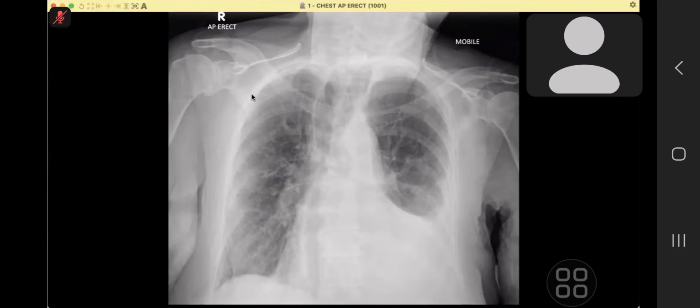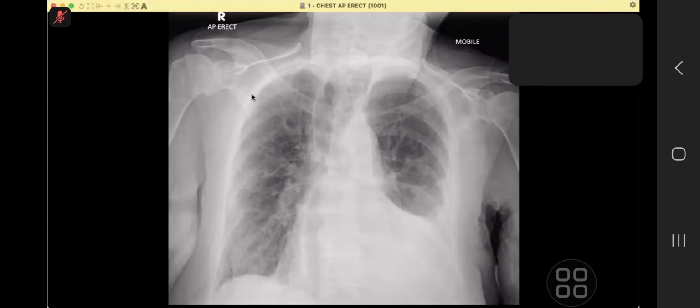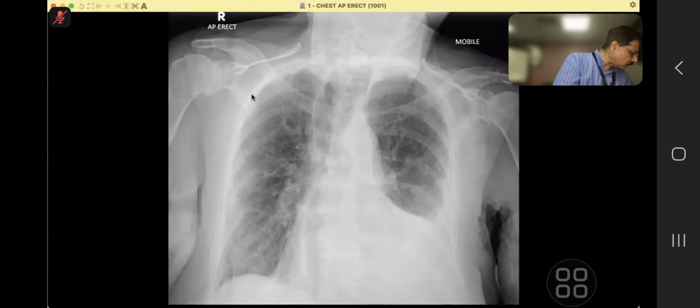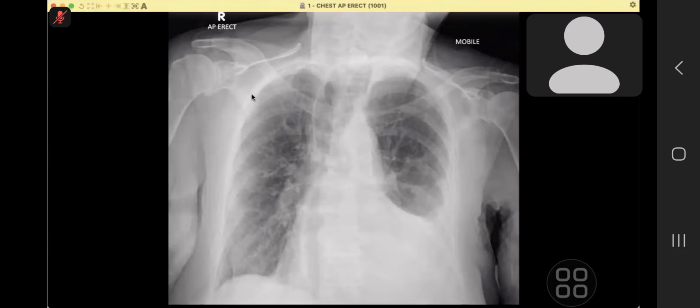Yes, sir. So this is an 83-year-old female with dysphagia. Okay, I'm presented with an AP chest radiograph of a skeletally mature patient.